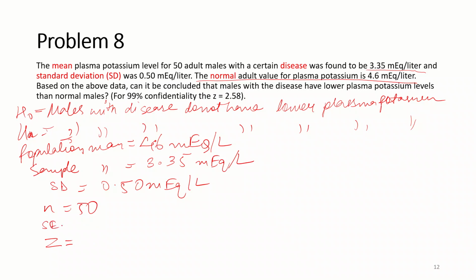Standard error is standard deviation divided by under root of n. So it is coming out to be 0.0707. So what will be here? Z is equal to x minus mu divided by standard error.